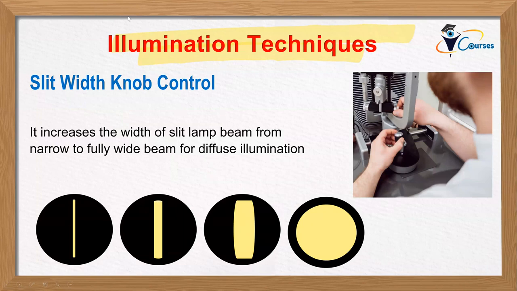Regarding the illumination techniques, we have two knobs. This knob is the slit width control knob. By turning this slit width knob, we make the slit as narrow as possible for certain kinds of examination, or we can increase it for diffuse illumination. So this is how we use this knob. If we want to make it narrow, I'm going to show you now in the optical sections and others. So we make it narrow. If we want to make it diffuse for diffuse direct illumination, we just increase this knob.